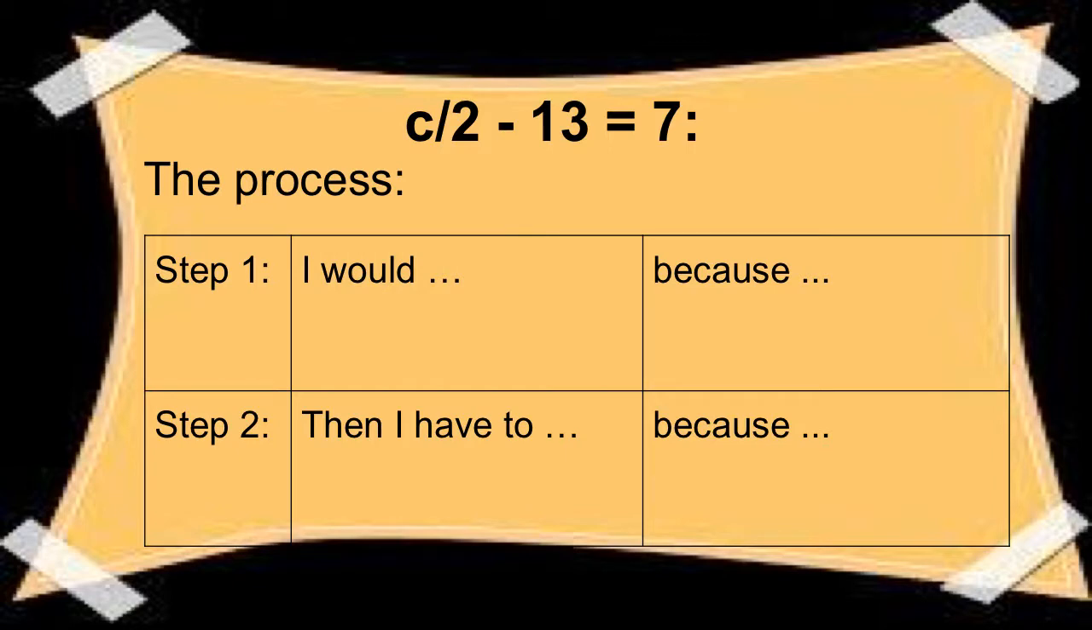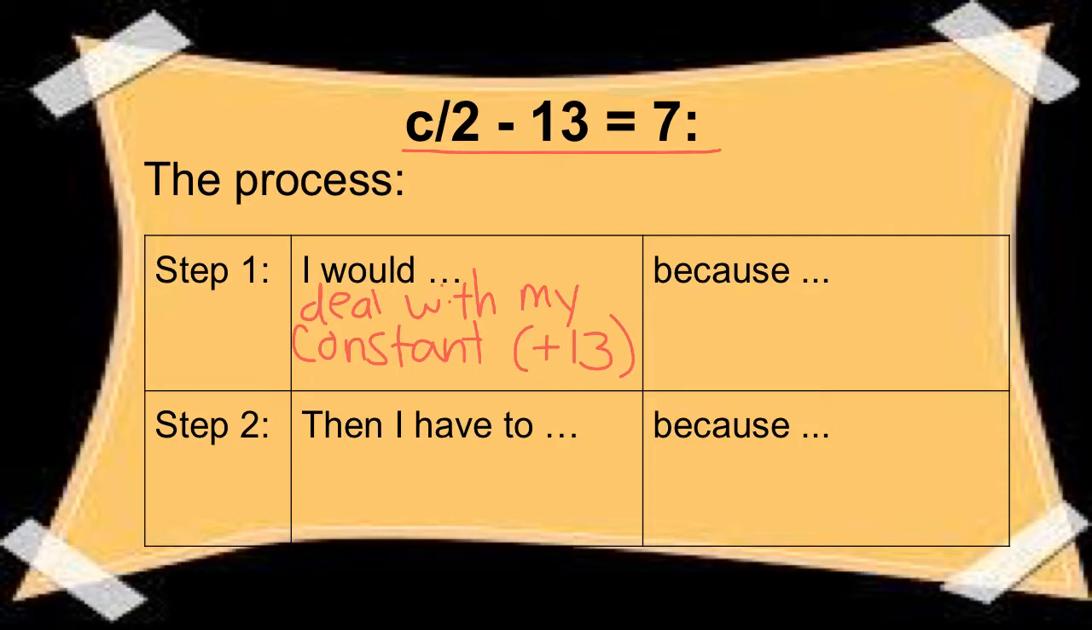So step one, I would deal with my constant. In other words, I am going to add 13 to both sides. So let's see how that looks. Whoops, I put that in the wrong spot. Let's try it over here. I'm going to add 13 to both sides.